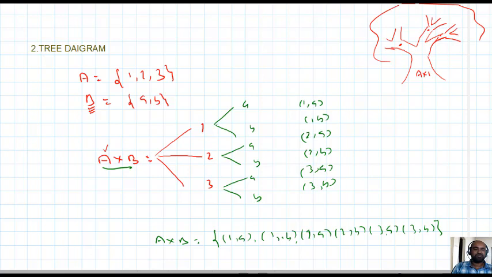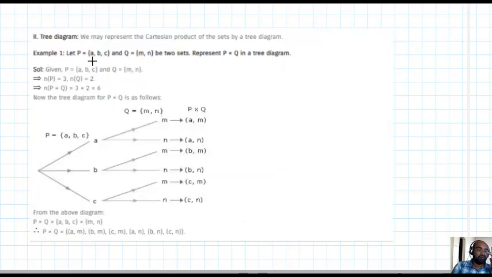Okay, so here is one example problem. A has 3 elements, B has 2, same example. Here it is P cross Q. The main branch is P cross Q, and it has sub branches depending upon the number of elements in P, that is 3, and the same for Q.